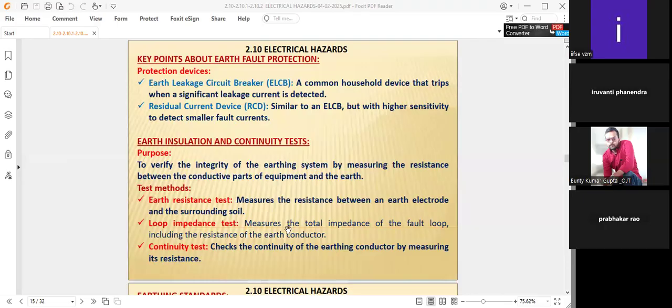Loop impedance test. Measure the total impedance of the fault loop, including the resistance of the earth conductor. There is a loop test where we connect the source and the receiver, and we have the path control meter in between. If it gives a very sudden impact in the voltmeter or the current meter, or the megger meter, we have to see that there is a chance of leakage of current or high voltage. It should not be allowed through MCB or through fuses, but allowed through earth only. That impedance test will help the earthing to be made properly.